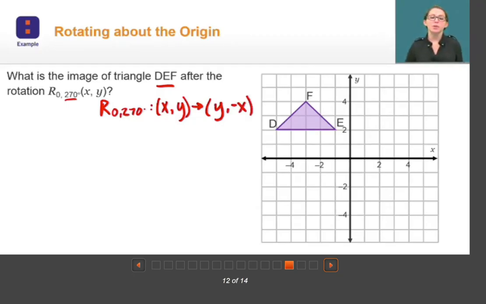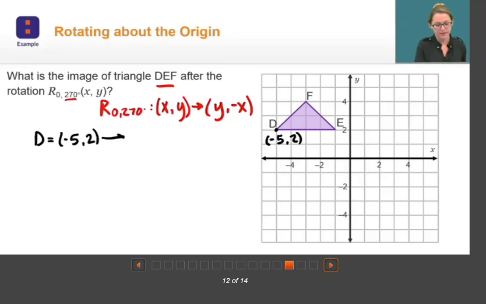Let's use this rule to rotate the triangle 270 degrees, starting with the vertices. So we'll start with vertex D. Vertex D is located at (-5, 2). And if D prime is equal to (y, -x), then D prime is equal to (2, 5). So let's go to (2, 5). That will be where D prime is located.